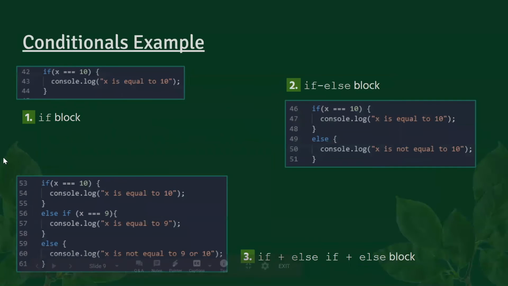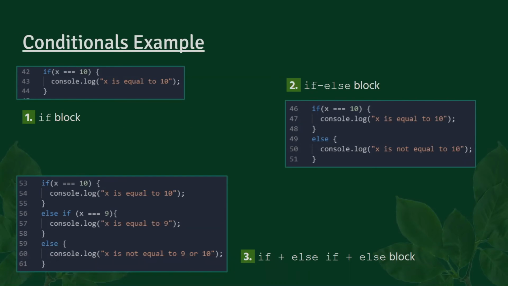Okay, conditionals example. If x is equal to 10, this is an if block. If this condition is met, the console will print x is equal to 10. If it's not, it won't do anything. In an if else block, if x is equal to 10, it will print it's equal to 10, else it will print it's not equal to 10. With else if, if it's not equal to 10 but it's equal to 9, it will print x is equal to 9. And if it's not equal to 10 or 9, it will print x is not equal to 10 or 9.